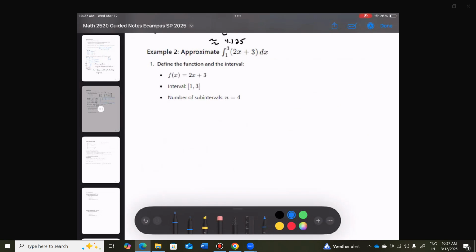Right. So now we'll integrate from 1 to 3 of 2x plus 3, and we're going to approximate it. We'll again do 4 subintervals. So our delta x is going to be 3 minus 1 over 4, which is 2/4, which is 0.5.